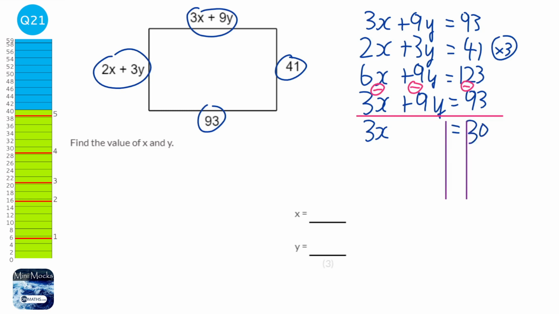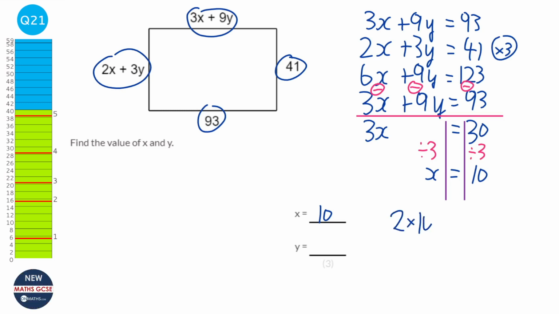We're going to get our solving lines in, and we're just going to divide by 3 both sides. So we've got x equals 10. So we know what x is, but we need to find out what y is. So what I'm going to do is pick one of the equations. I could pick the 2x plus 3y equals 41, and just substitute the value of x in. So 2 times 10 plus 3y equals 41. So it would be 20 plus 3y equals 41.